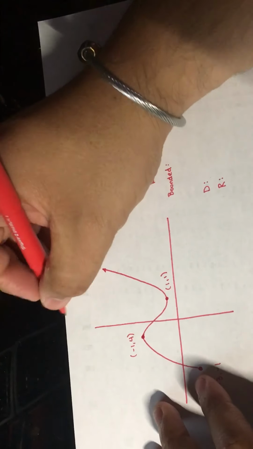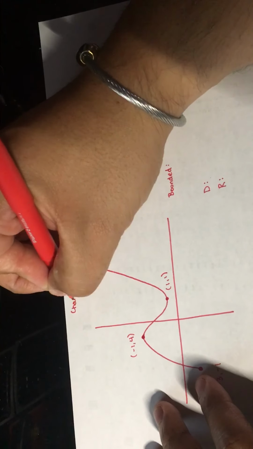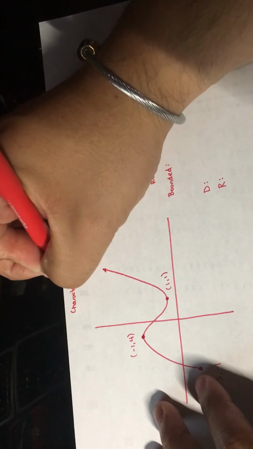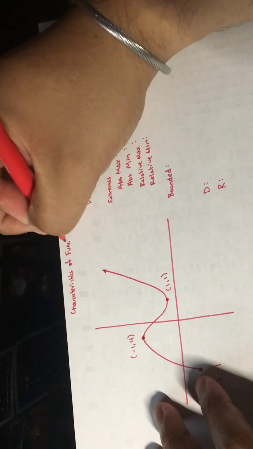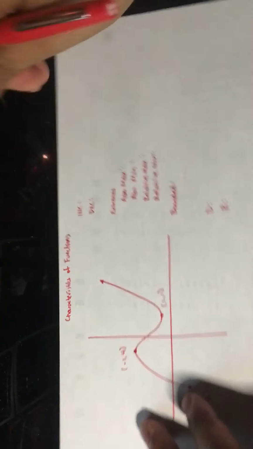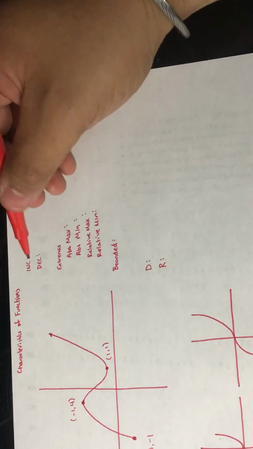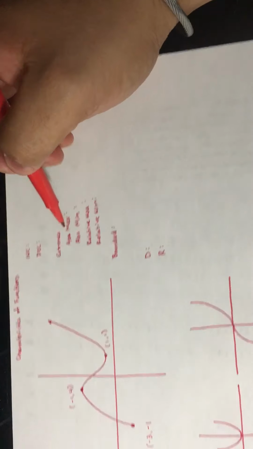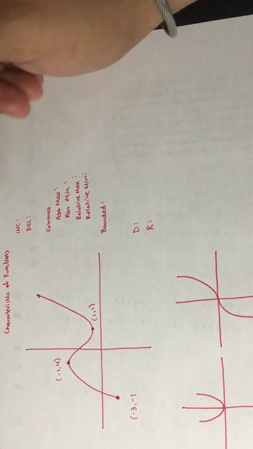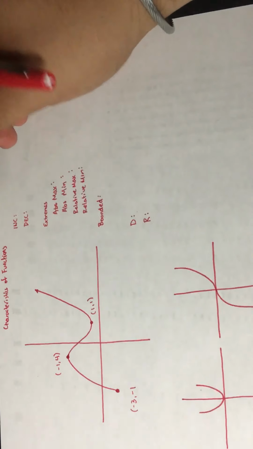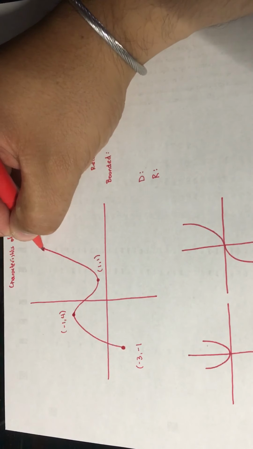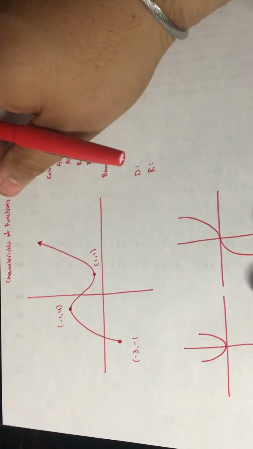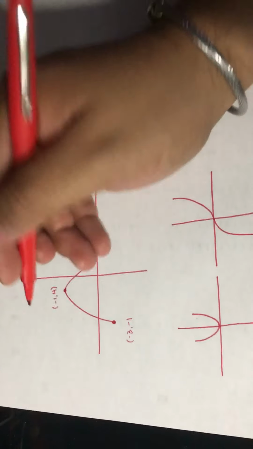Alright guys, so this is a video to summarize the characteristics of functions. And really all of that is like what you see listed over here. So increasing, decreasing, maxes and mins, bounded, domain and range. And so I drew a graph here, and just to see, we'll start with increasing, decreasing.